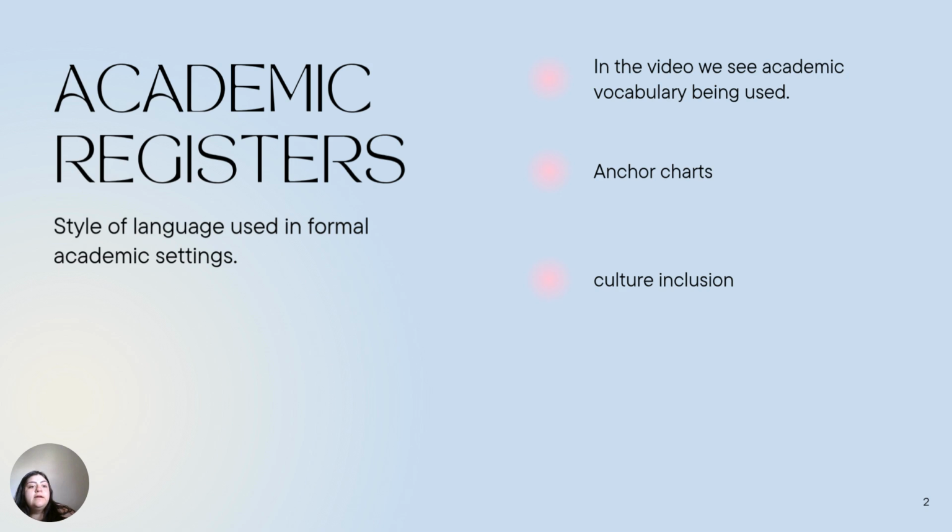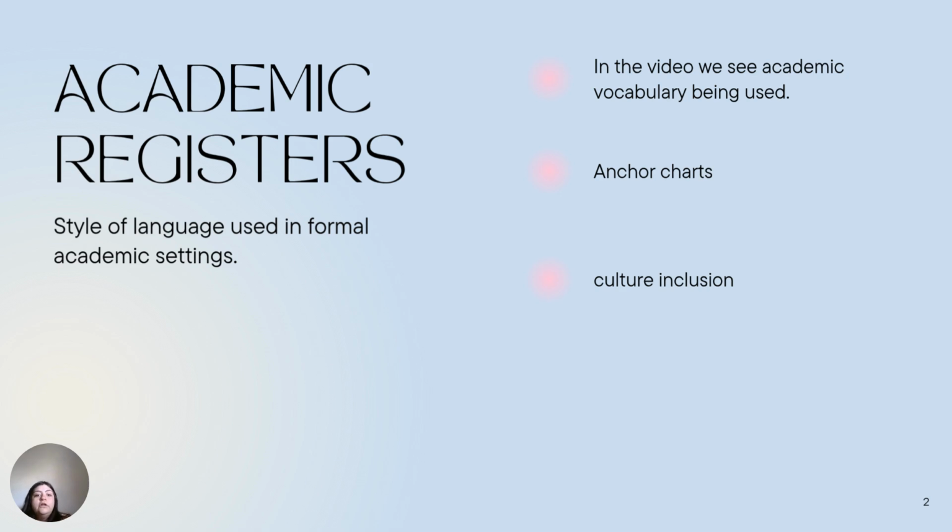So, first, what is an academic register? An academic register is a style of language used in formal academic settings. So, it's just the way we say certain things or the way we use language in school or in a professional environment. So, I want to talk a little bit about the video first.